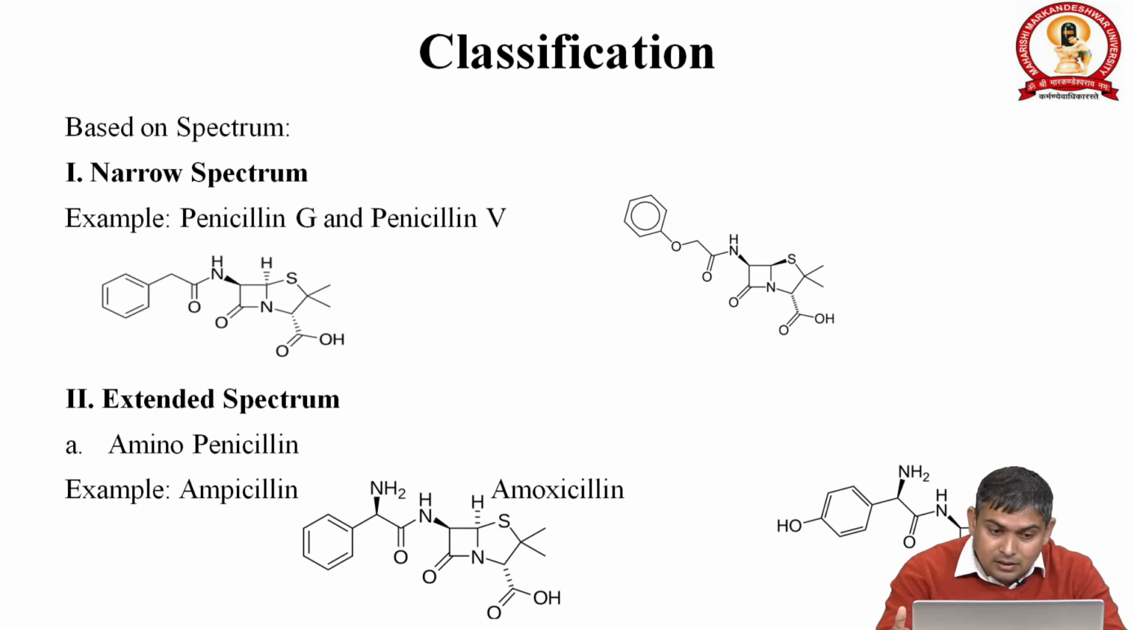The second class is extended spectrum. These extended spectrum penicillin antibiotics are further subclassified into aminopenicillins. Examples are ampicillin and amoxicillin. We have already discussed the structural features of ampicillin and amoxicillin. Ampicillin is characterized by a substituted amino group in benzyl penicillin, and amoxicillin is characterized by a substituted amino group as well as a hydroxyl group in the para position of the phenyl group.